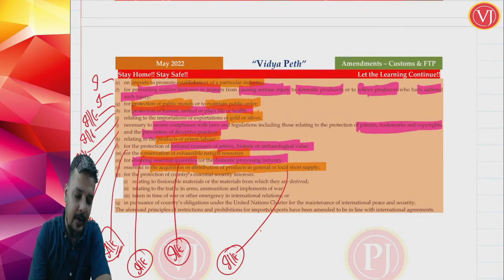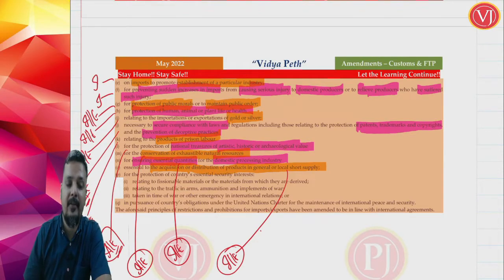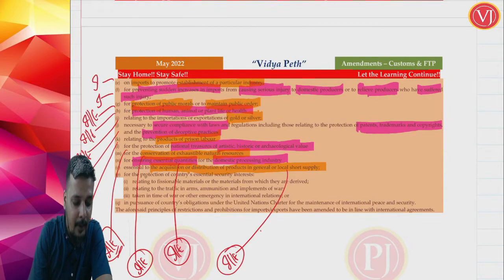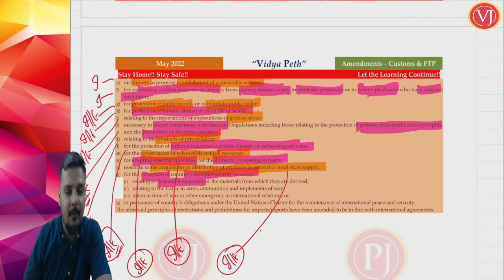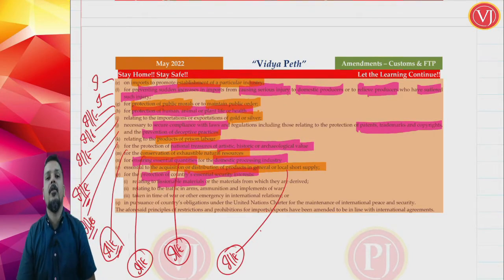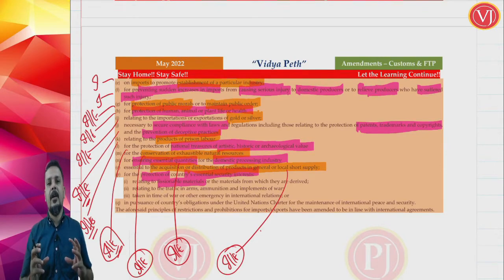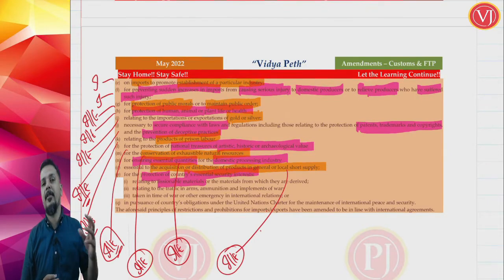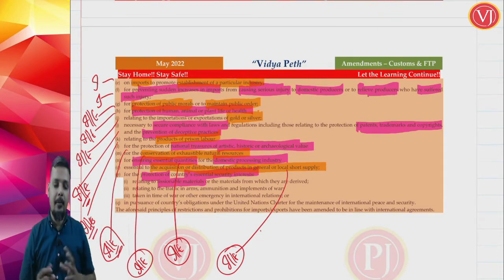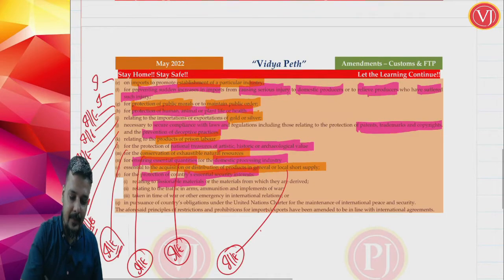Now the next point is all about government security interest, for protection of the country's essential security interest relating to fissionable materials. What is this fissionable material? We are talking about all the bio weapons or nuclear weapons, nuclear items. So the government can tell that if at all there are certain nuclear weapons or bio weapons created in India, we will not allow them to be exported. Or if at all there are bio weapons or nuclear weapons created outside India, we will not allow them to be imported. It can be both on import and export.